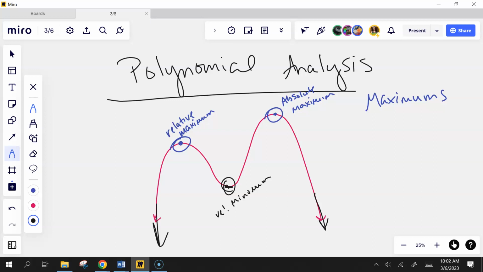Does that make sense? This is REL. Sorry, I was just abbreviating. I see some of y'all staring at it like, what in the world are you writing? But you know.